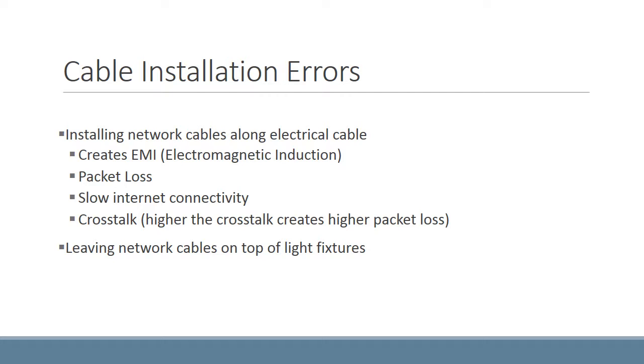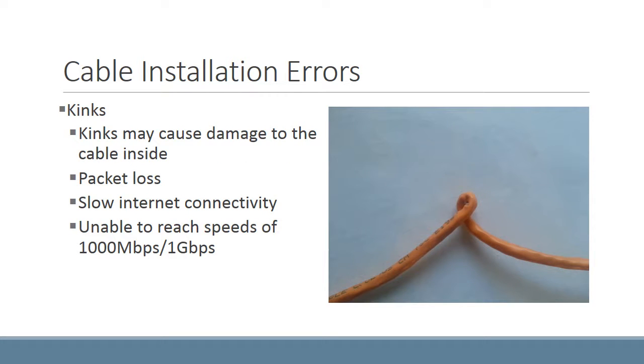Another common installation mistake is leaving network cables on top of light fixtures. Light fixtures receive current, which affects network productivity. Another very common cable installation error is kinks, which may cause damage to the cable inside. It creates packet loss, slow internet connectivity. It also prevents connectivity from reaching speeds of 1000 megabits per second or 1 gigabit per second.